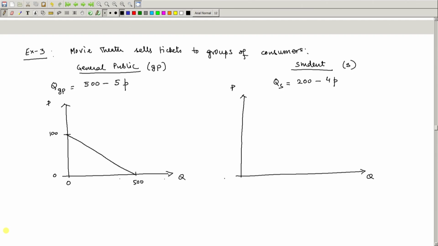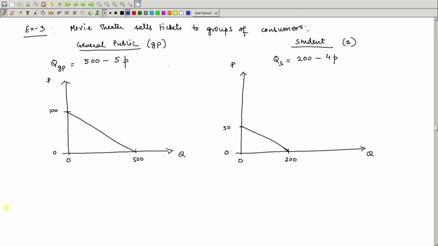For the student group, when p is 0, the quantity demanded is 200, and when p is 50, the quantity demanded is 0. So, we have the two demand curves for the two groups, and suppose for a moment that the movie theater is practicing what is called uniform pricing, which means that it is charging the same price whether it sells a ticket to the general public or to the student group.